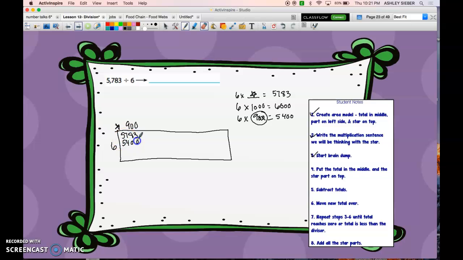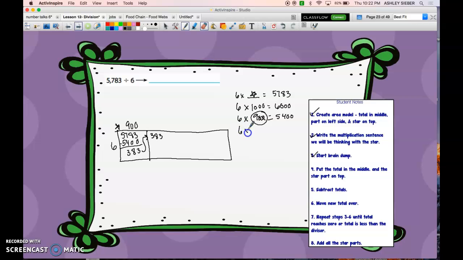5,400 goes here. And I subtract my totals. 3 minus 0 is 3. 8 minus 0 is 8. 7 minus 4 is 3. Now I'm going to move my new total over. So 383 is my new total. And repeat steps 3 through 6 until total reaches 0 or total is less than the divisor. So I'm going to keep going with my brain dump.